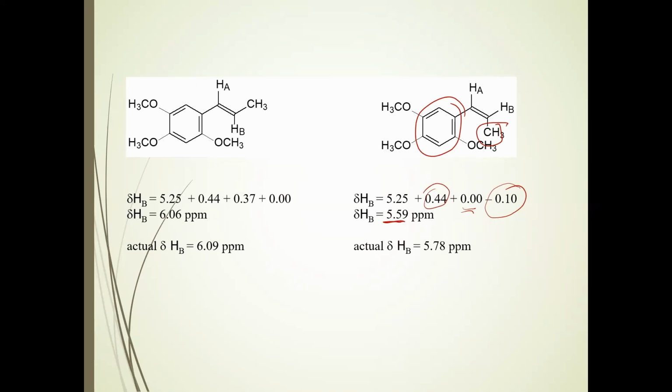The actual chemical shifts are there. 6.06 is what we calculated. The actual one for this compound is 6.09. So very good agreement for that one. This one, the agreement is not that good. 5.59 and 5.78, almost 2/10 of a difference in chemical shift. So the numbers aren't perfect, but they usually put us in the right ballpark.